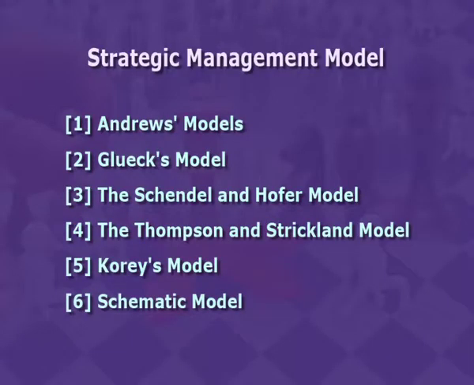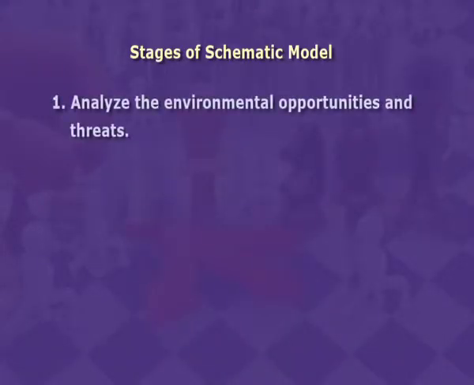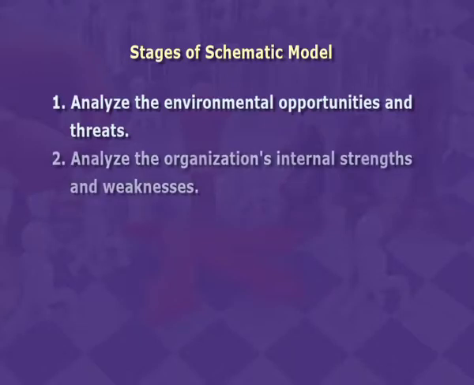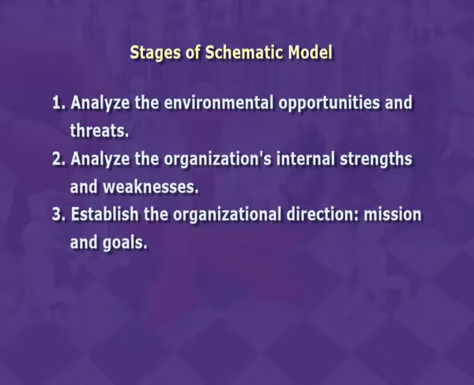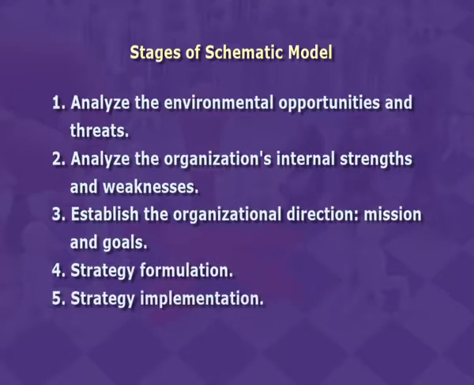Now, schematic model. This model was developed by Peter Wright, Charles Pringley and Mark Kroll in 1994. It consists of 6 stages. First, analyze the environmental opportunities and threats. Second, analyze the organization's internal strengths and weaknesses. Third, establish the organizational direction, mission and goals. Fourth, strategy formulation. Fifth, strategy implementation.